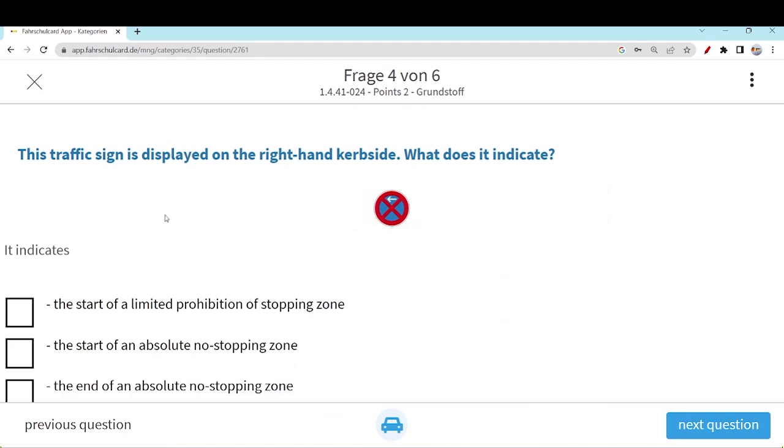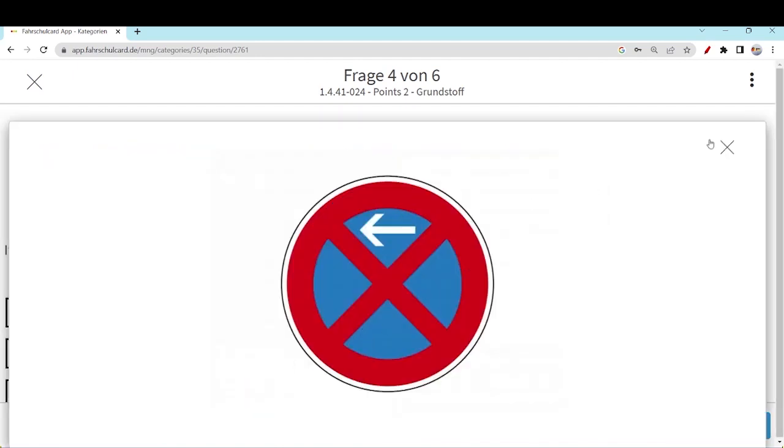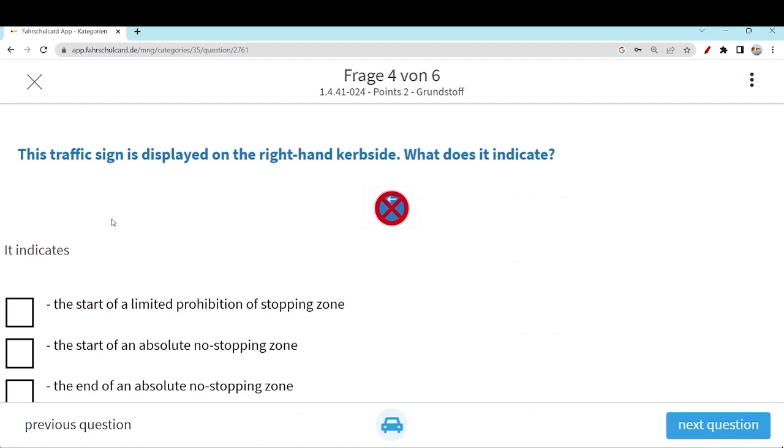Okay, this traffic sign is displayed on the right hand curb side. Now on the right hand curb side you see this traffic sign. Now there is only a single arrow, so that means from here you will see the start of a no stopping zone. When there is a single arrow down over here, then this zone is finished, and a new zone will start. Okay, that's perfectly fine. But for the moment this traffic sign is telling you there is the start of an absolute no stopping zone. So you cannot stop.